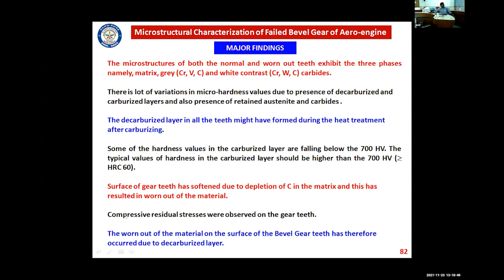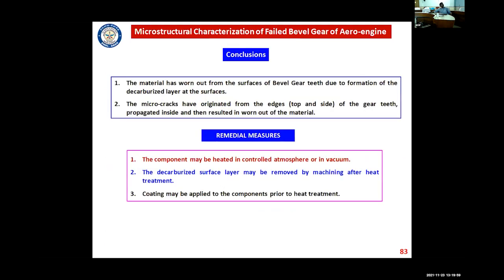Compressive stresses were observed on the gear teeth, which is good, as compressive is always good. The wearing out of material on the surface of the bevel gear teeth has therefore occurred due to the decarburization layer. Okay, now I'll conclude my talk.